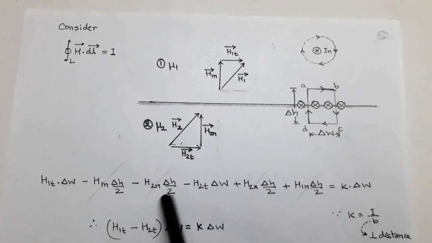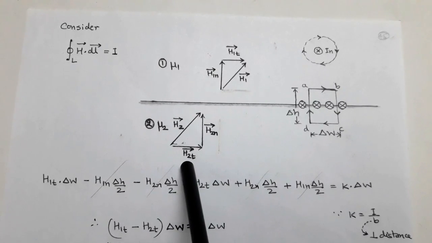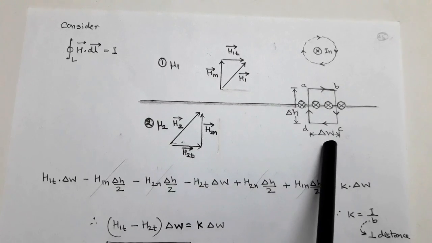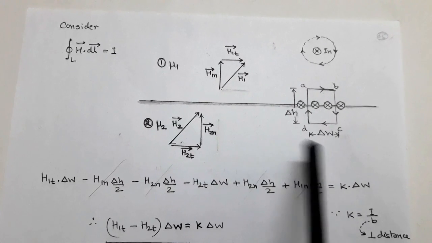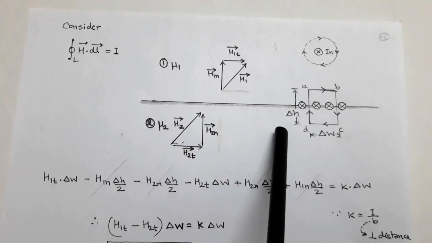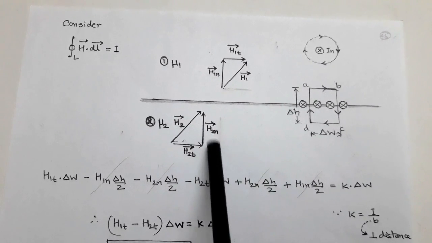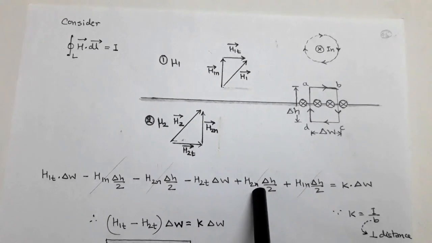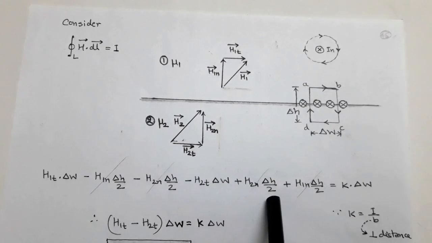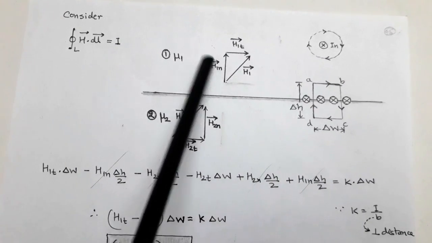Now as we move from C to D, we find that it is opposite to the H2t vector. So we can write minus H2t into delta W. Delta W is the magnitude of the dl vector. Plus, now we move from D to A. Again, D to A is broken into two half paths, delta H by 2 in medium 2 and then a half path in medium 1. In medium 2, the half path has a direction the same as H2n. So we get plus H2n delta H by 2, and the half path in medium 1 is again in the same direction as H1n.